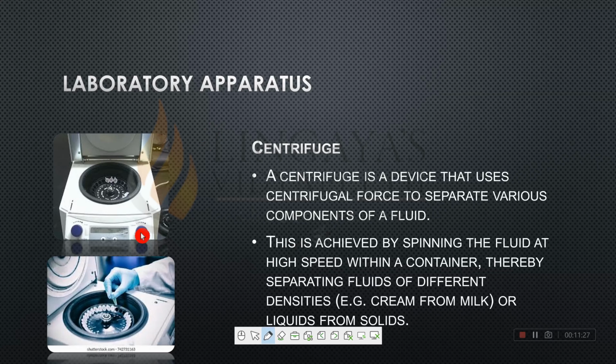This is achieved by spinning the fluid at high speed within a container. Thereby it will separate the fluids of different density, such as cream from milk or liquids from solids. So for separating the components in a fluid, a centrifuge is used. This is a centrifuge machine in which the different containers are put and it is balanced. It works on the centrifugal force. Centrifugal force works on the liquid, and due to different density the components are separated.